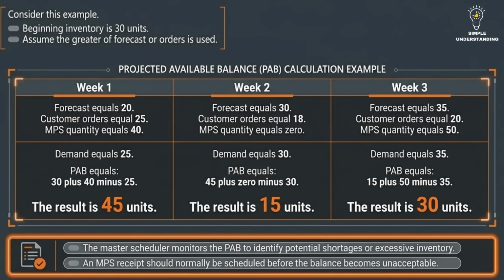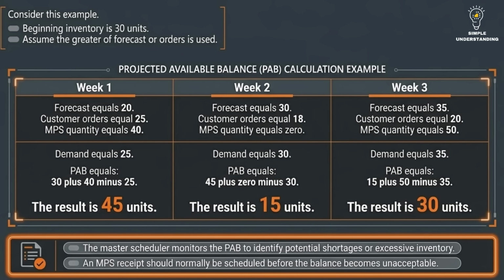Consider this example. Beginning inventory is 30 units. Week 1. Forecast equals 20. Customer orders equal 25. MPS quantity equals 40. Assume the greater of forecast or orders is used. Demand equals 25. PAB equals 30 plus 40 minus 25. The result is 45 units.